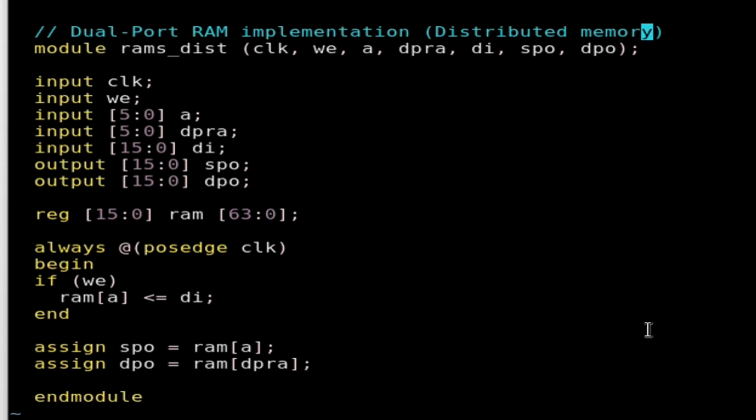Now let me show you the Vivado utilization report, and how much LUT count it has consumed to do so.